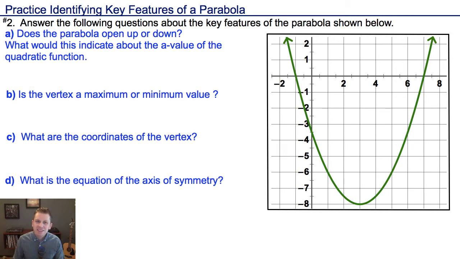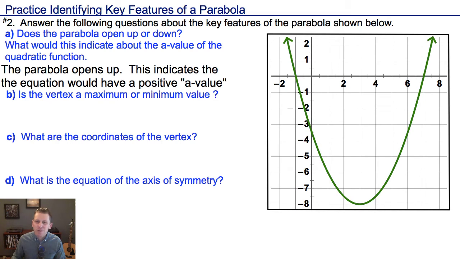Part A says, does this parabola open up or down? What would this indicate about the a value of the quadratic function? Here, this parabola opens up, which means the a value would be positive. Is the vertex for this parabola a maximum or a minimum? Looking here, we can see that the vertex has to be a minimum value. When a parabola opens up, there will never be a maximum value. This parabola goes up forever, so we won't have a maximum. Instead, we have a minimum value.